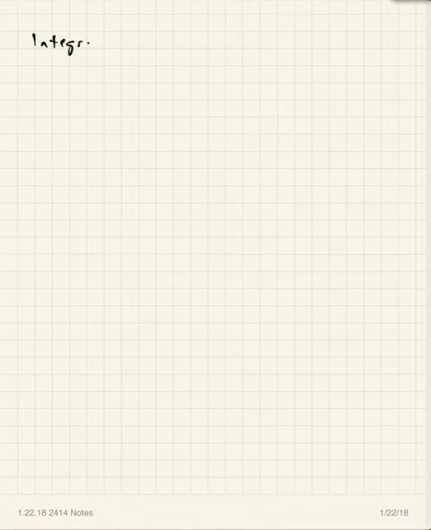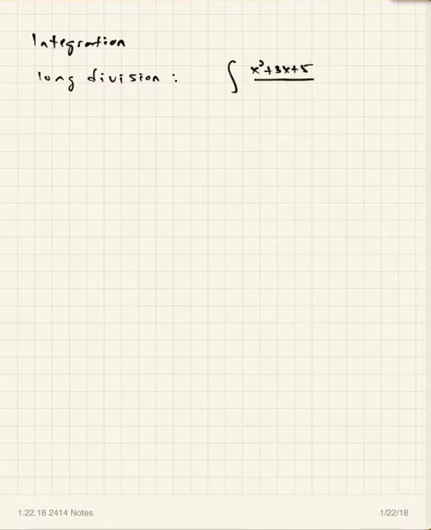We're going to first talk about integration, and go back over a few different situations that come up with integration. The first skill I want to talk about is integration problems where long division is helpful. This is an example of a problem where long division is helpful to evaluate this integral: x squared plus 3x plus 5 over x minus 2 dx.